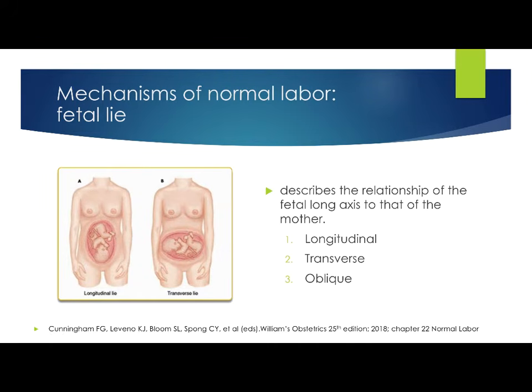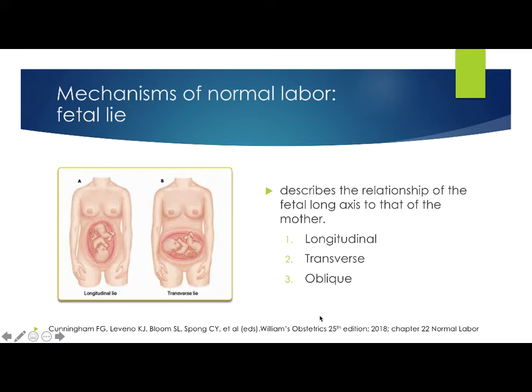Next concept is the fetal lie. At the onset of labor, the position of the fetus with respect to the birth canal is critical to the route of delivery, and thus this should be determined in early labor. The fetal lie describes the relationship of the fetal long axis to that of the mother, and we have three types. That's longitudinal lie, transverse lie, and oblique lie.